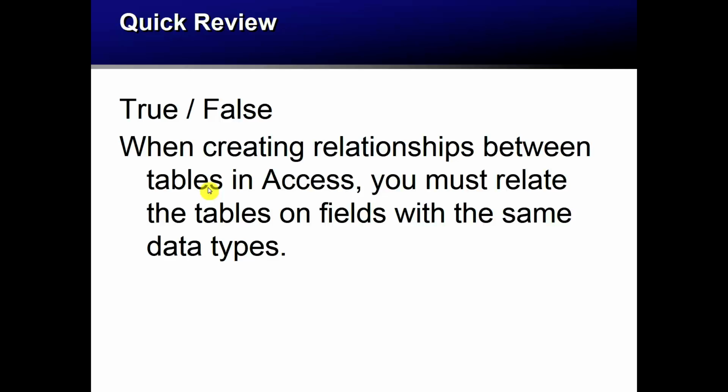All right, this one's a bit of a trick question, so listen carefully. When creating relationships between tables in Access, you must relate the tables on fields with the same data types. Well, the correct answer is false, because while it's true most of the time that you want to use the same data types, it's false when we're talking about auto number to number. So it's only most of the time that you relate on the same data type. So the correct answer is false.